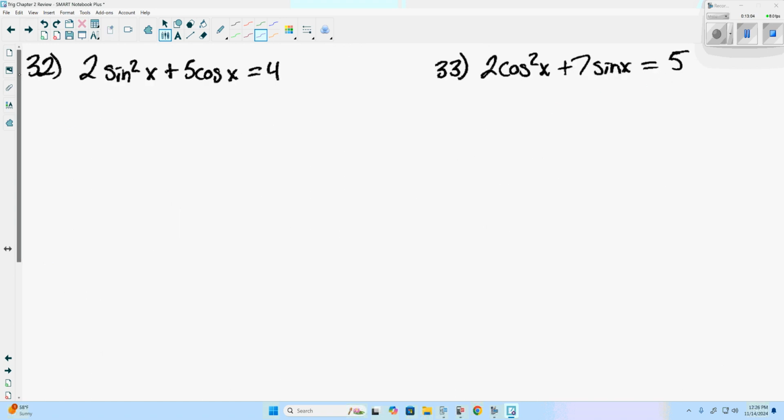All right. Questions on 32 or 33? Either one of these that you all want to look at. I'd say they're really both about the same. Because the issue with both of these here is that we have sine and cosine.